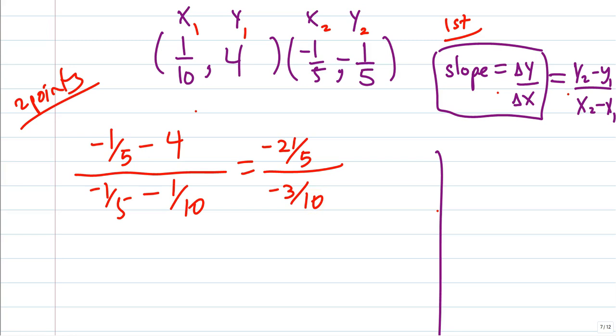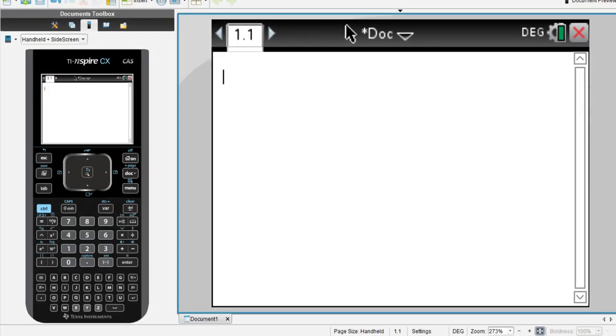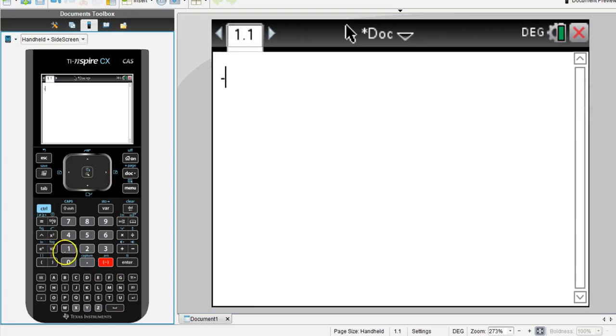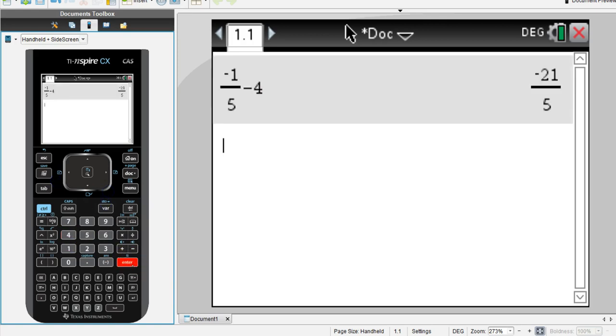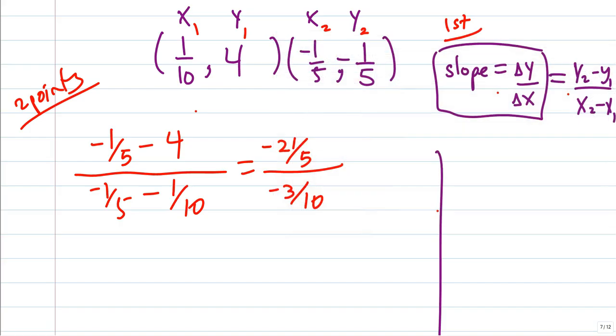By the way, don't make this complicated. Let's use the technology, right? Let's see, where'd my calculator go? So we had negative 1/5 minus 4. Let's see what that would be. Negative 1/5 minus 4. That was negative 21/5. Felt pretty good about that. Negative 1/5 minus 1/10.